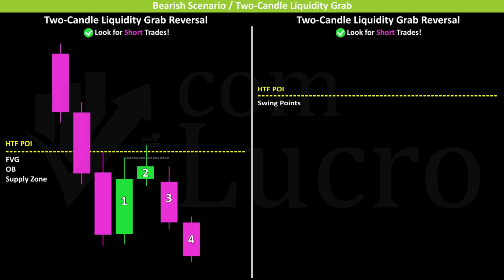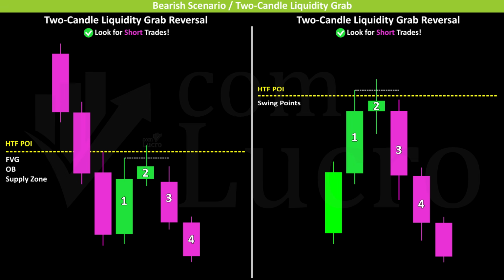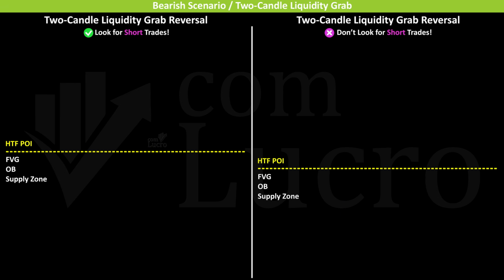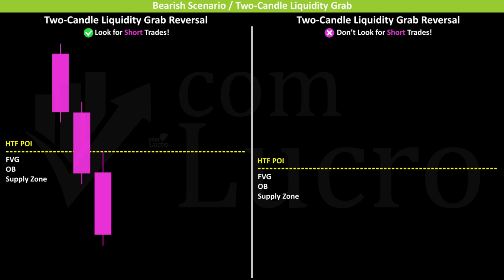Now let's look at the bearish side of the two-candle liquidity grab reversal model, and how these concepts can help us identify potential continuation after a temporary bullish retracement. In a bearish scenario, the higher time frame market structure is already moving lower.